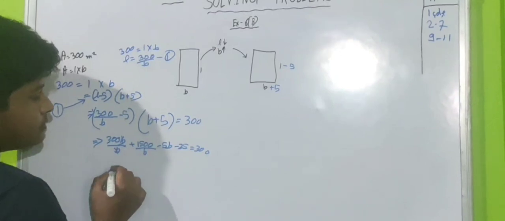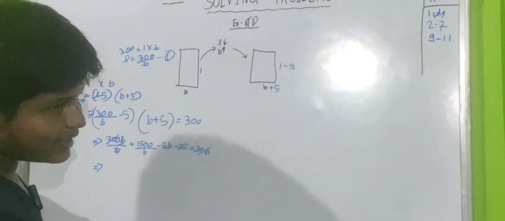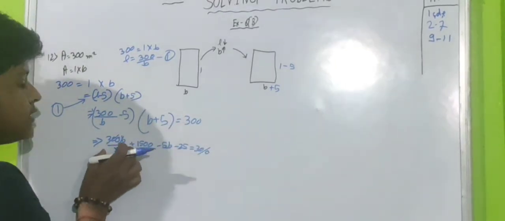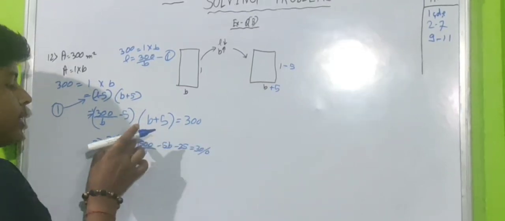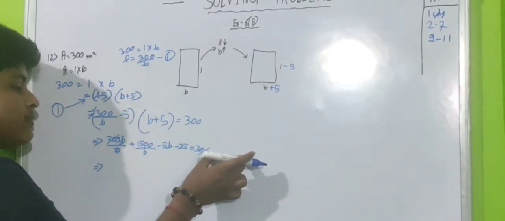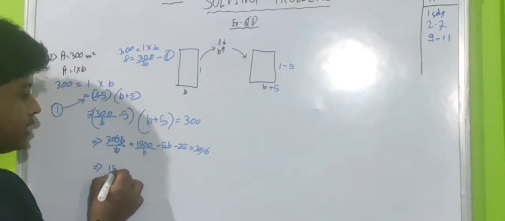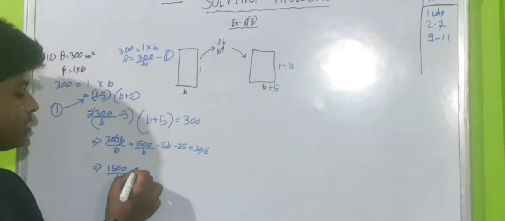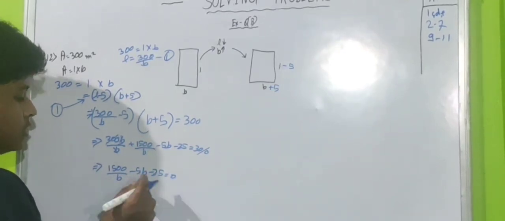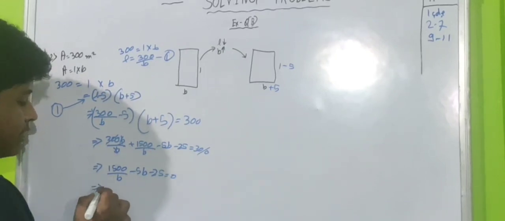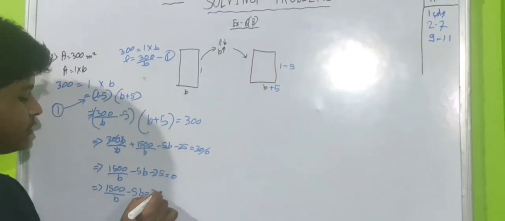This will get cancelled and this will get cancelled because both are positive on the opposite sides of equal to. So if this comes here, it will become negative, and plus 300 and minus 300 will get cancelled. Or this will remain here and this 300 goes to this side, it will be negative, so it will be 0. So we are left with 1500 by B minus 5B minus 25 is equal to 0. Send this to this side, it will become positive. So we have 1500 by B minus 5B equals 25.